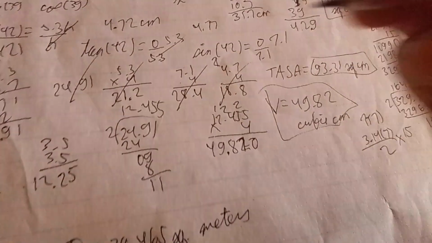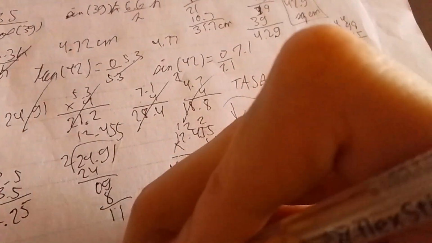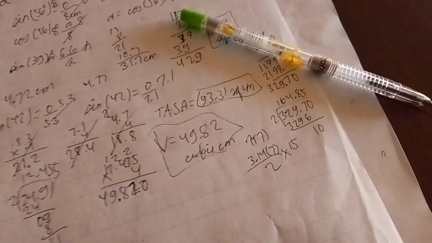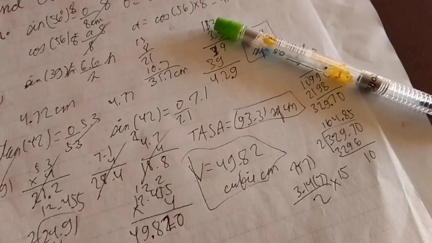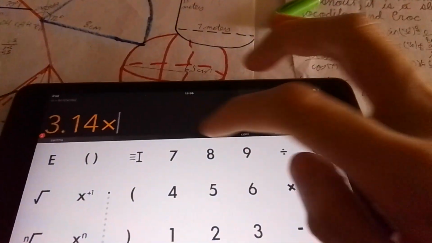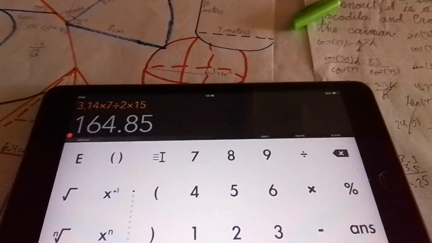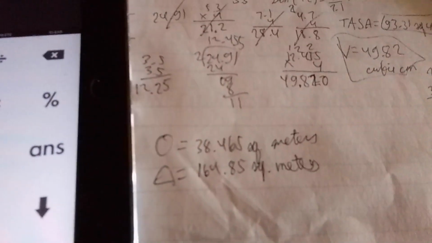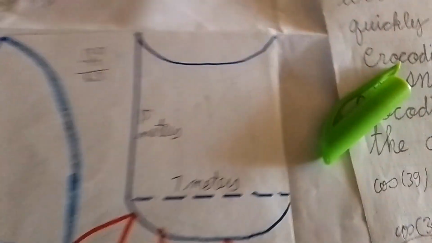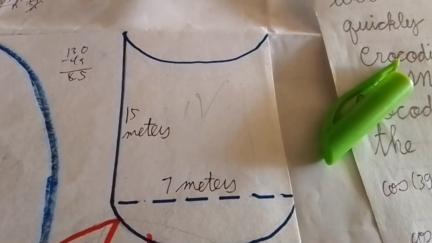So the curved part is 164.85 square meters. Let me check with the calculator. Yes, very good, 164.85. But wait, we're still not done. We still have one more face, and that's the base rectangle.